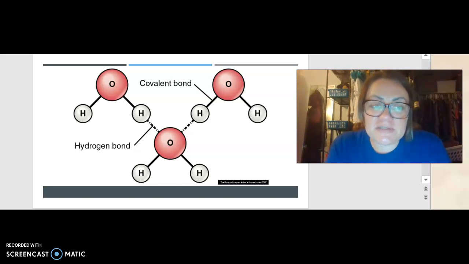Interactions, because substances that are hydrophilic are due to their ability to form hydrogen bonds with water molecules. Last but not least, solid states, because hydrophiles can be gaseous, liquid, or solid substances.